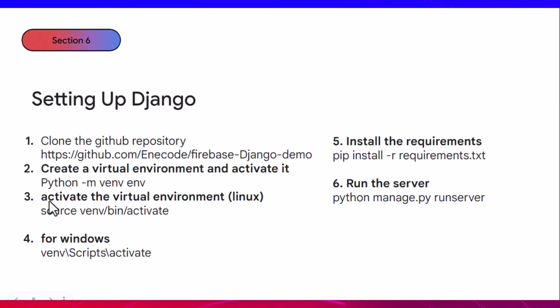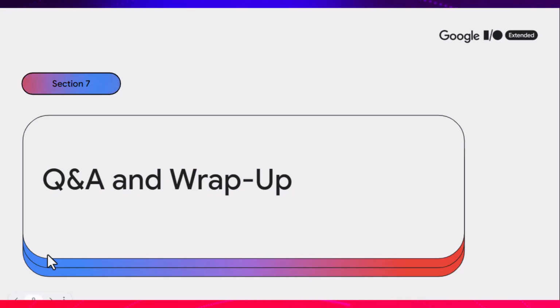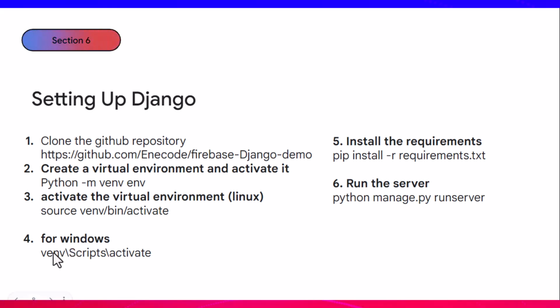Then you can activate it. If you are on Linux, you can use this command to activate it. If you are on Windows, you can use this to activate it. There's a mistake here, sorry. This venv is not the name of the env, so the env here is env, not venv. I wish I could correct that. Then after that, we install the requirements and run the server to see how this works.